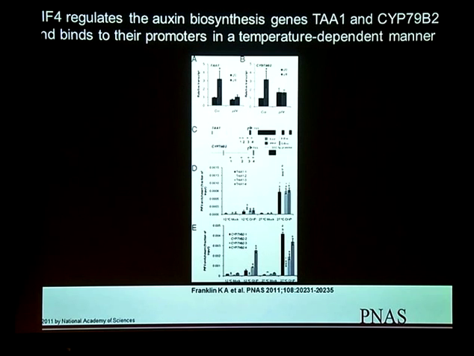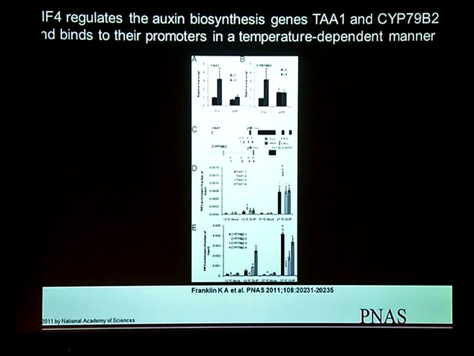And what you see down here is that at 12 degrees, there's lower binding of PIF4 to TAA1. And then at 27 degrees, you can see very strong binding at this position 4. So this is very robust increase in binding of PIF4 to TAA1, and you see the same thing with CYP79B2 as well. So PIF4 binds to CYP79B2, and it does this in a temperature-dependent fashion.